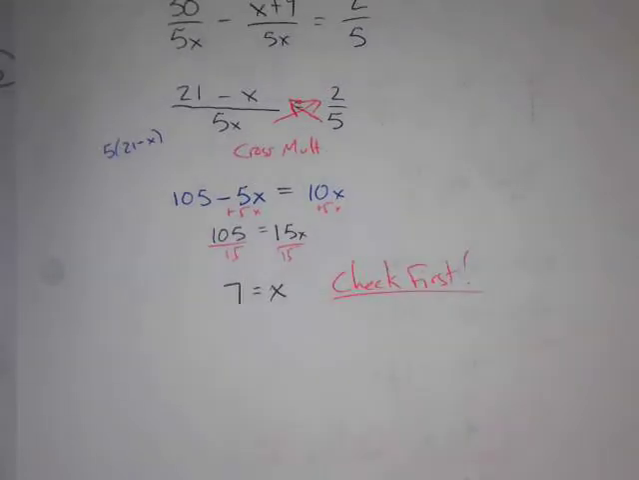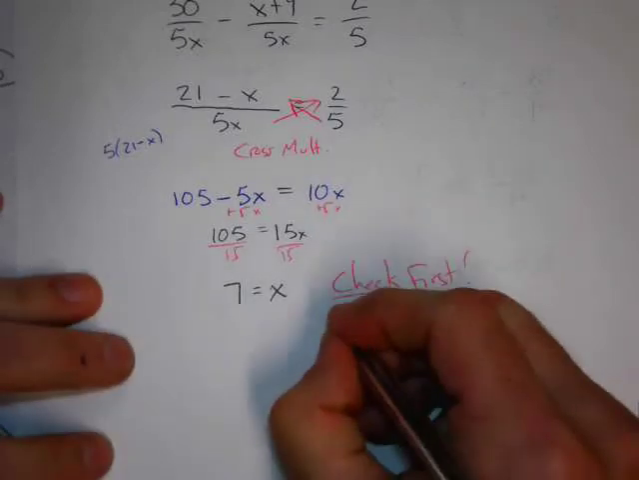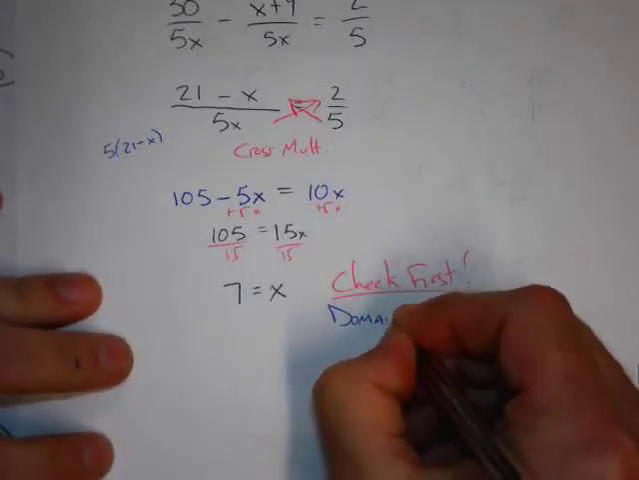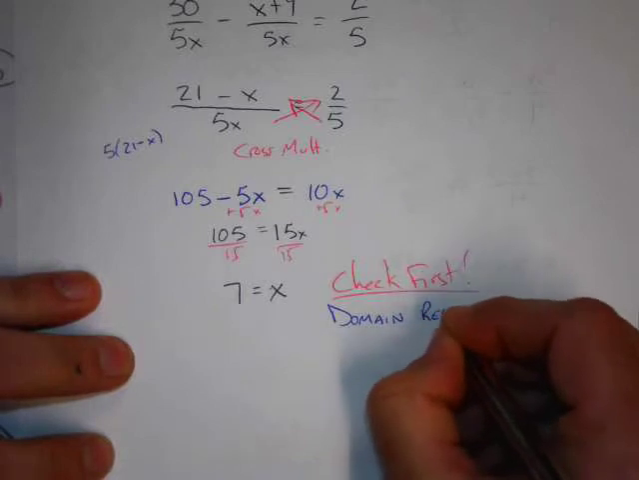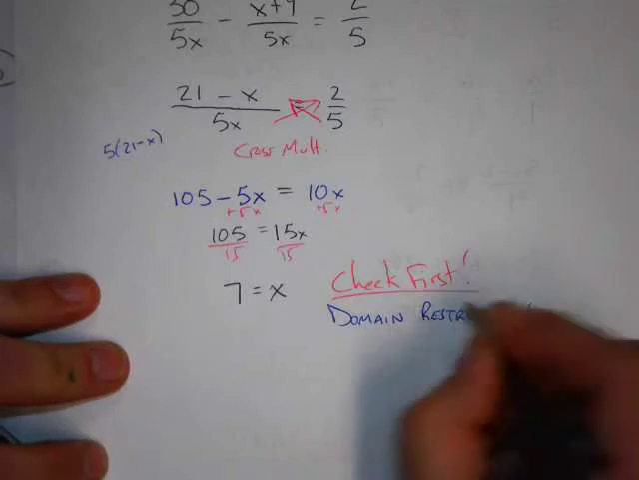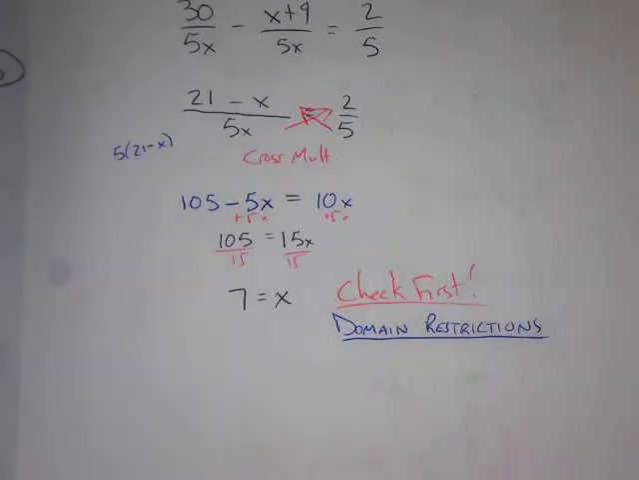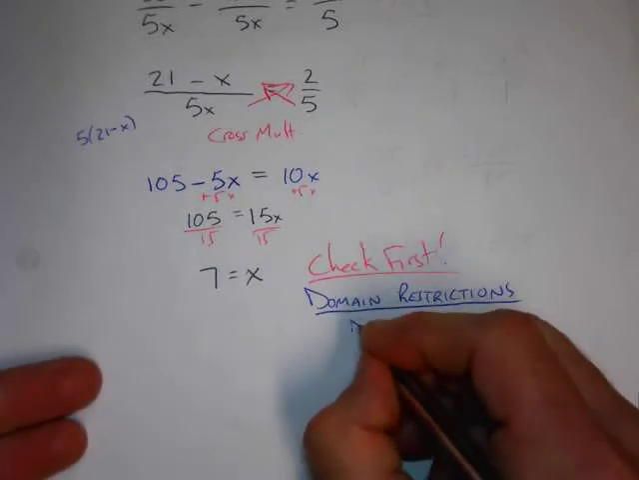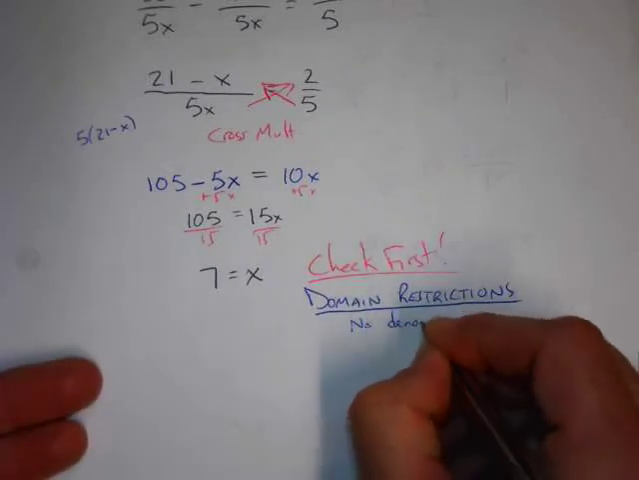Do you remember domain restrictions? Oh, cats, what are you doing? Don't do this to me. Yes, I'm going to do this to you. So, domain restrictions from challenge 10. Remember that no denominator can equal 0.